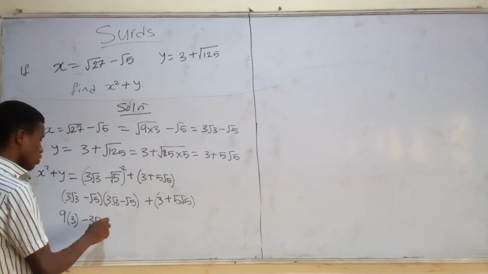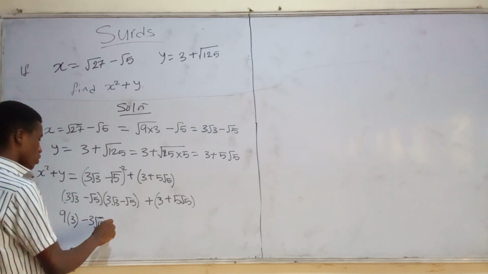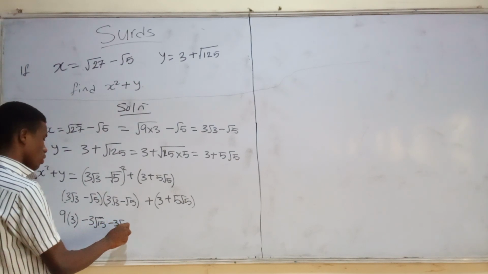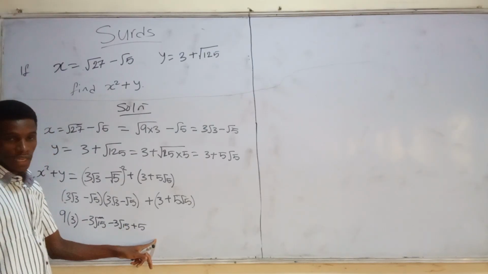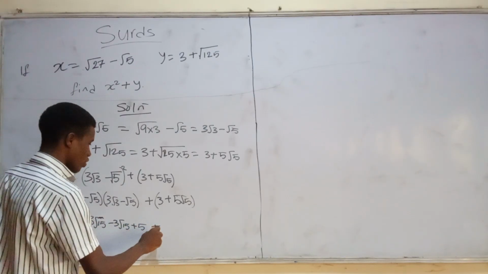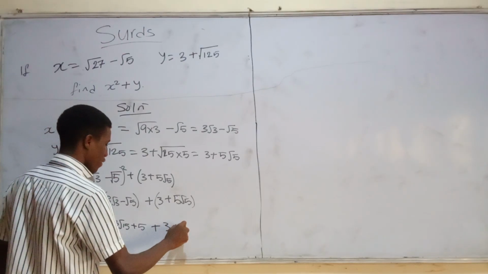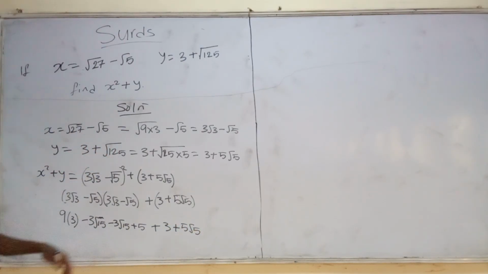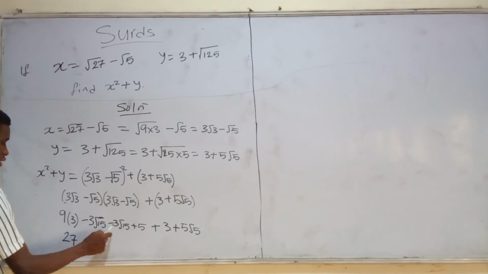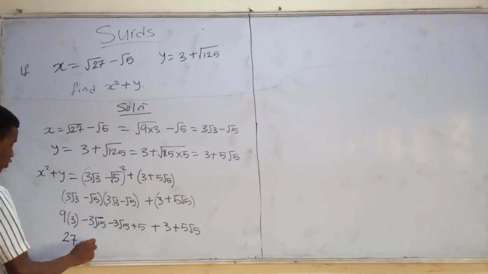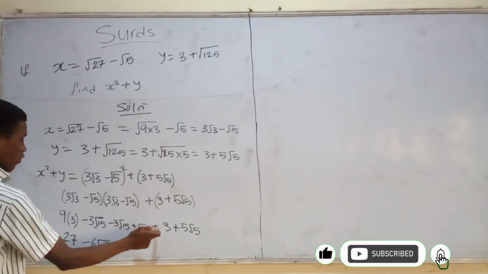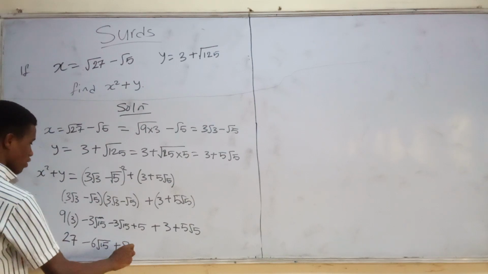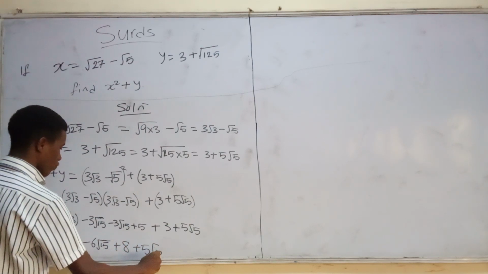So this times this will give us what? Minus 3 root 15. This times this will give us what? Plus 5. Is that clear? We are done with this one. So plus 3 plus 5 root 5. Okay, let's open this. 9 times 3 is what? 27. This times this will give us what? Okay, no, plus. Give us minus 6 root 15. Right? Then this one will give us what? Plus 8. Then plus 5 root 5.